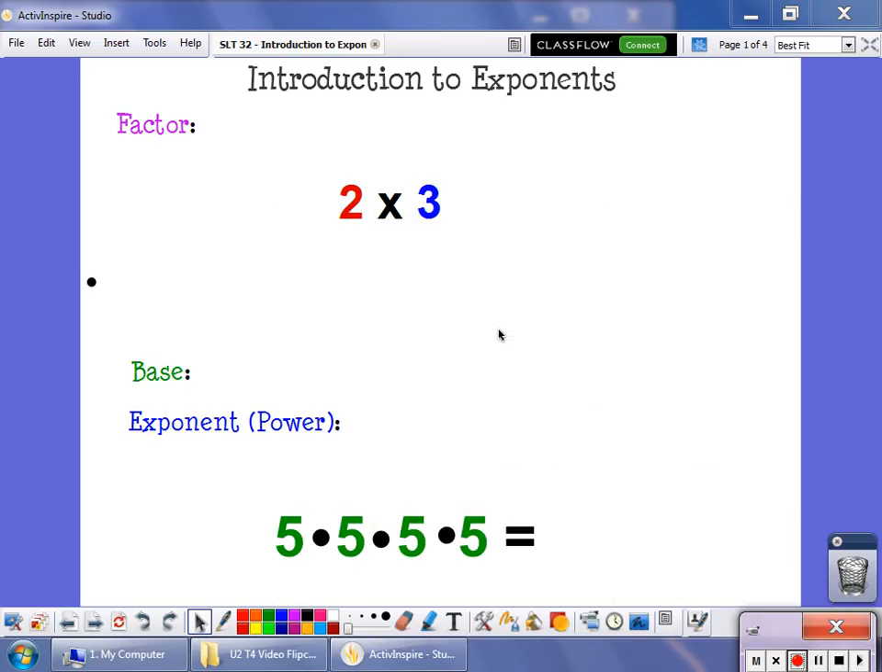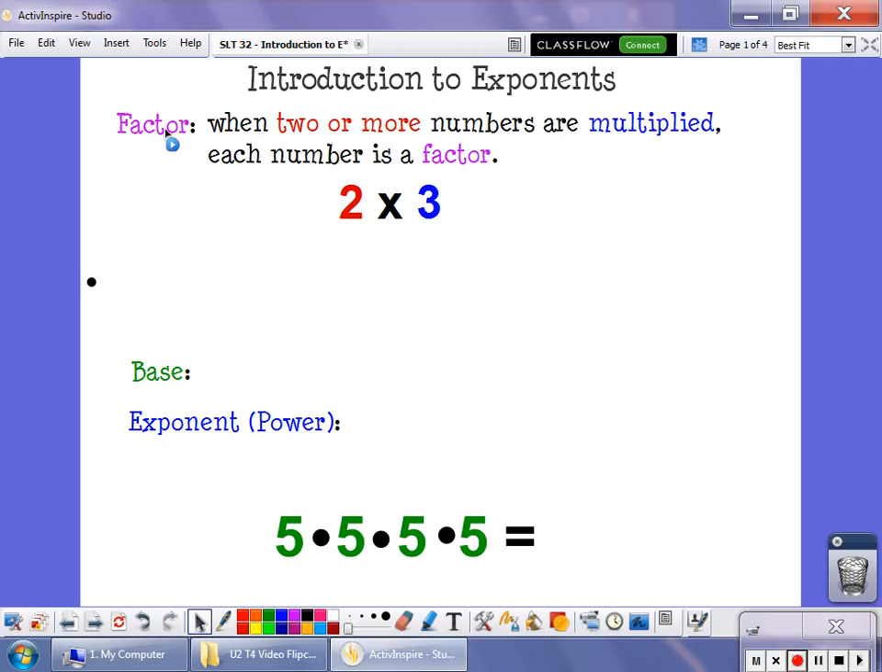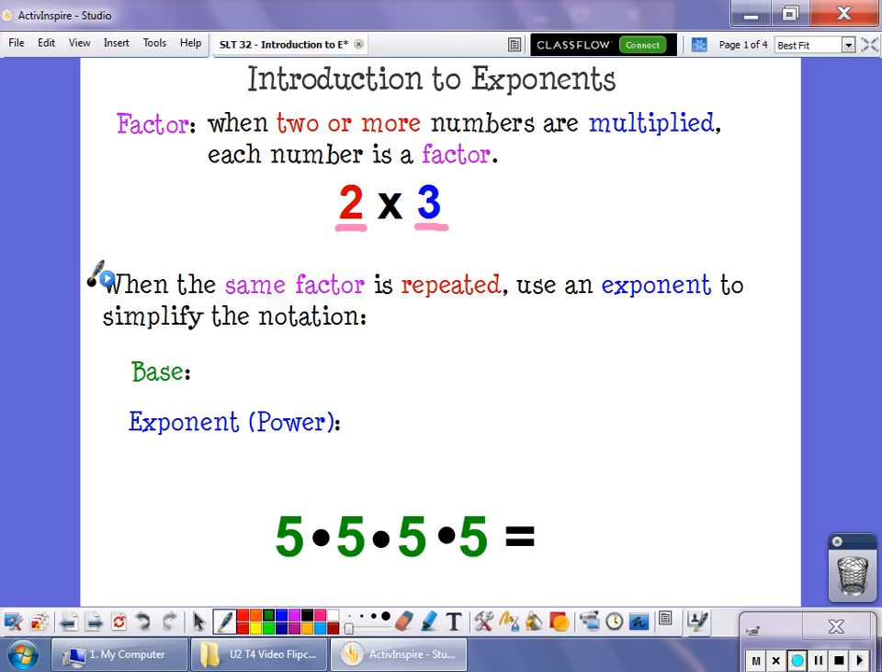In order to understand exponents, you first need to know what factors are. When two or more numbers are multiplied together, each number is a factor. Okay, so if you look at this problem, 2 times 3, 2 and 3 are factors because they're the two numbers that are being multiplied together. When the same factor is repeated, you can use an exponent to simplify the notation.